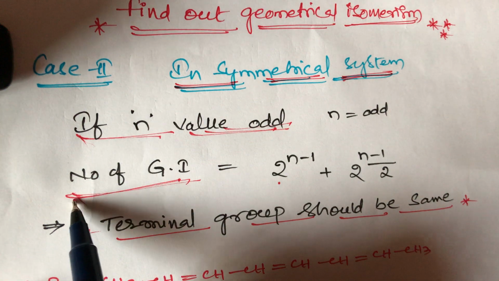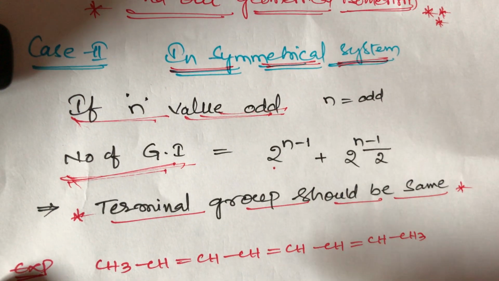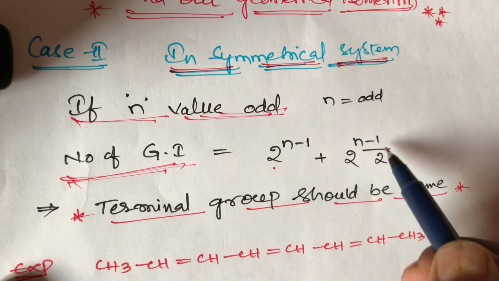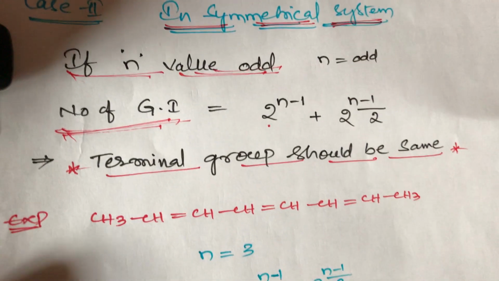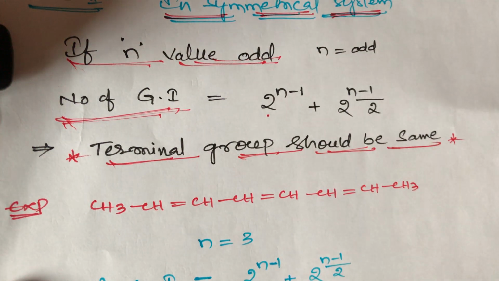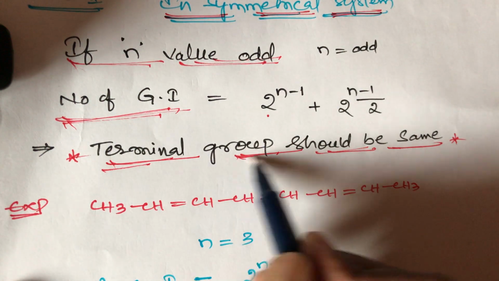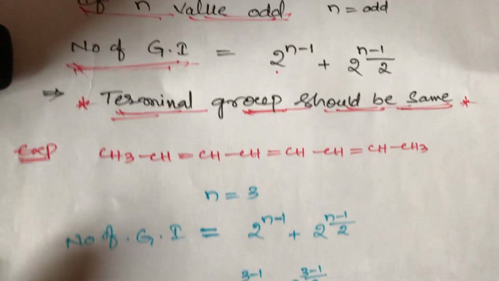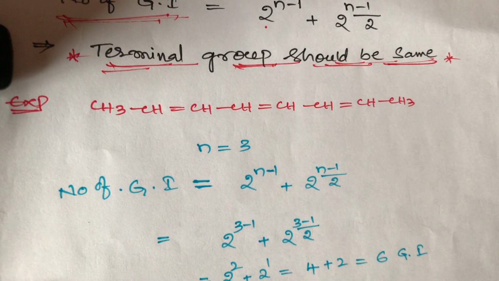So, the number of geometrical isomers in symmetrical compounds for odd numbers is given by the simple formula 2 to the power n minus 1 plus 2 to the power (n minus 1) by 2. One more condition in a symmetrical system: the terminal groups should also be the same. In unsymmetrical compounds the terminal groups should be different, but in symmetrical compounds the terminal groups should be the same. This is the main important condition of geometrical isomerism in symmetrical systems, student. How do we find the geometrical isomerism of a given compound? I will give one example.